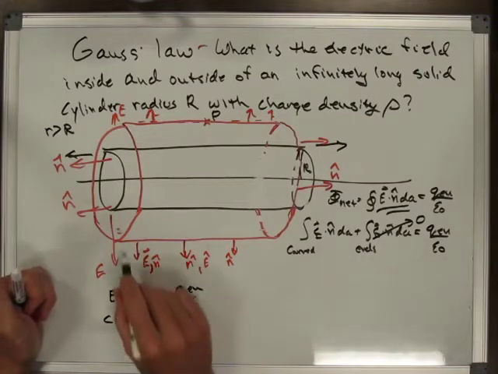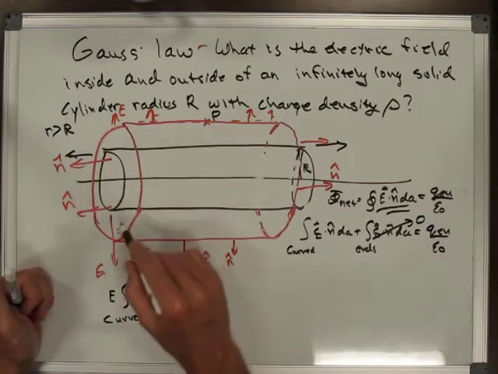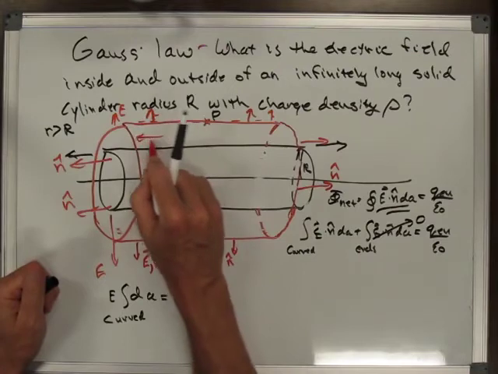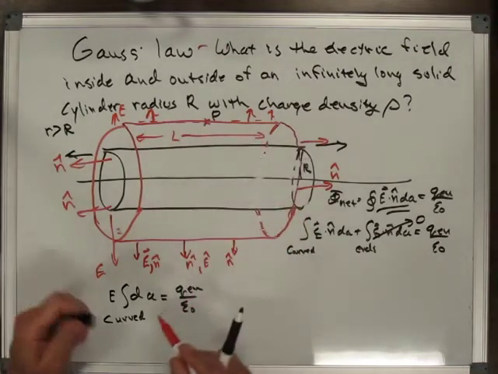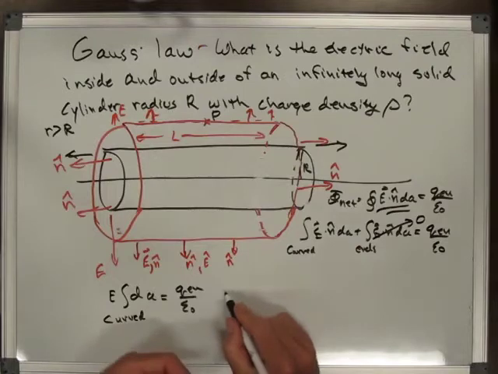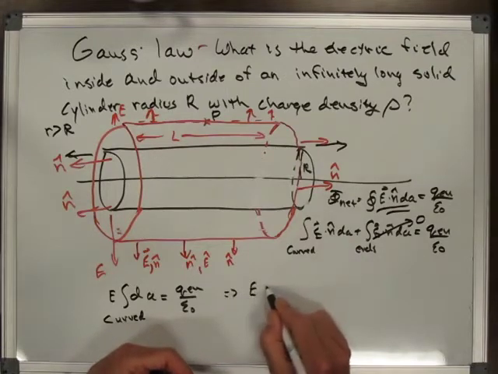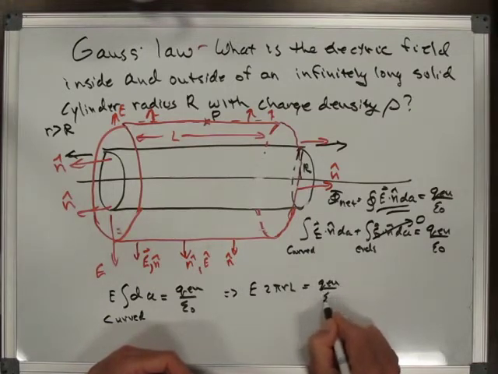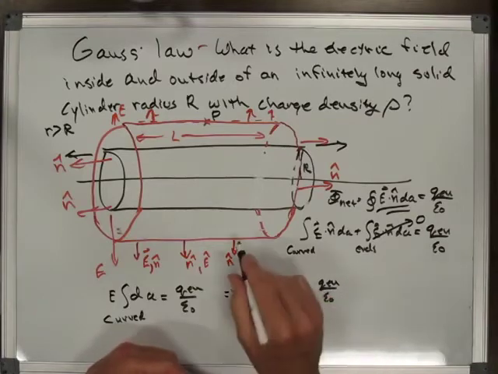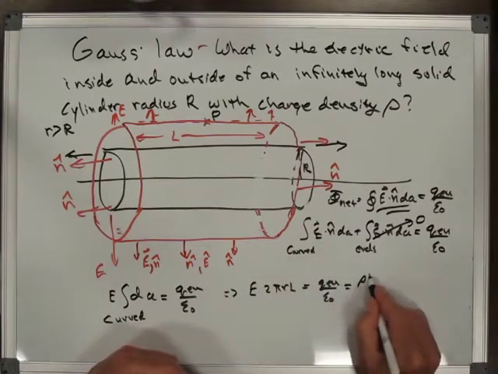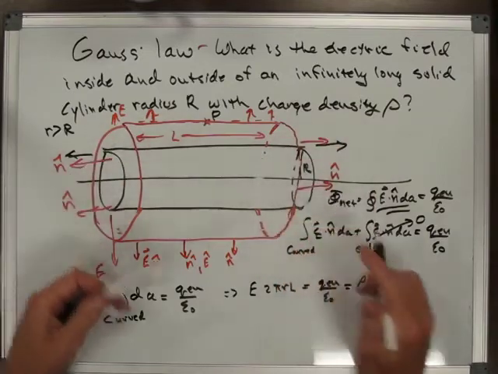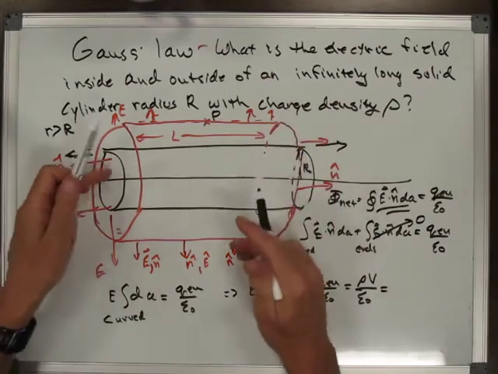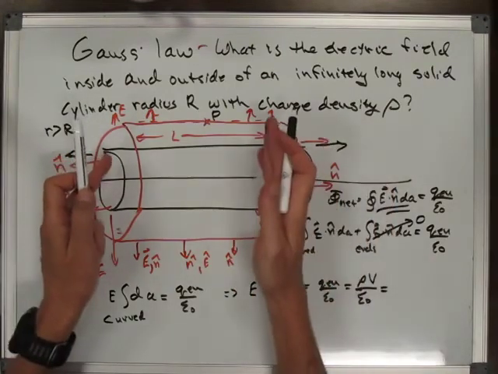Well, the integral over the curved part is just the area of the curved part. That's just 2 pi r times the length, right? And so if we say that our Gaussian surface has a length L, then this says that E times 2 pi r L is equal to Q enclosed over epsilon naught. But the charge enclosed is just the density times the volume that's enclosed by my red cylinder, over epsilon naught. The volume that's enclosed by the red cylinder is pi big R squared times L.